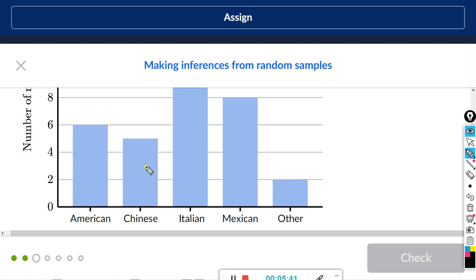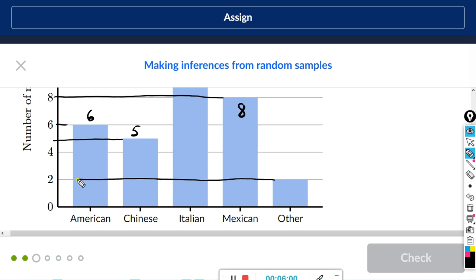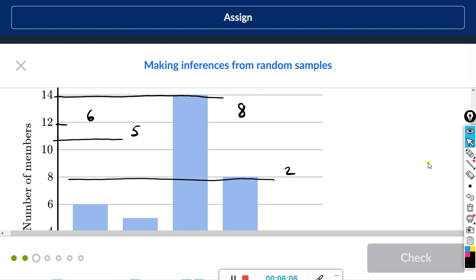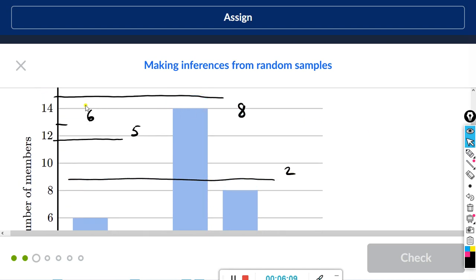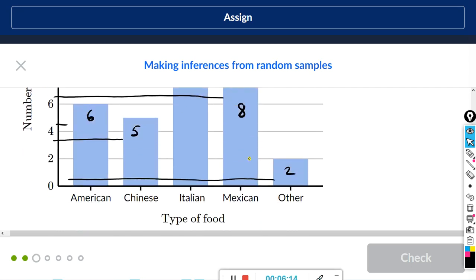So again, we have to find out the total. Okay, for the American, it's 6. For the Chinese, it's in between 4 and 5. That's a 5. All right, for the Mexican, that's going to be 8. For the other, that's going to be 2. And for the Italian, that bar is at 14. All right, you see that? If you trace it across, it's at 14. So the number of Italian favorites is 14.